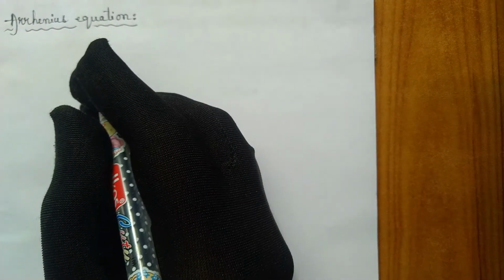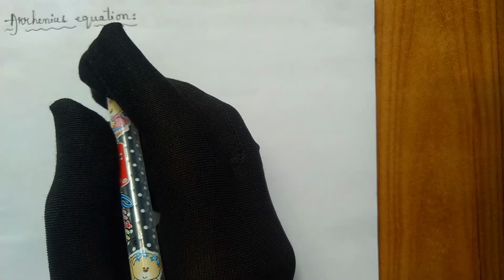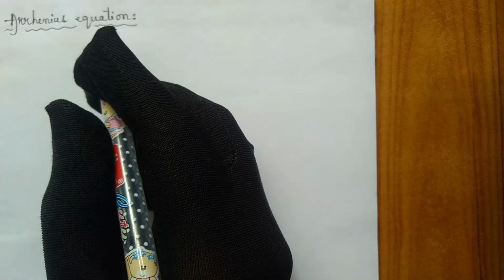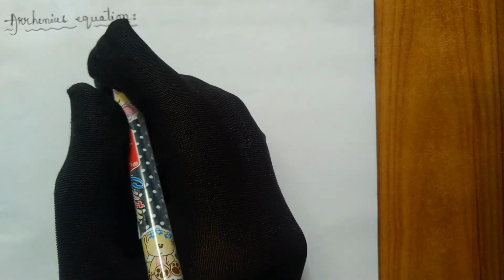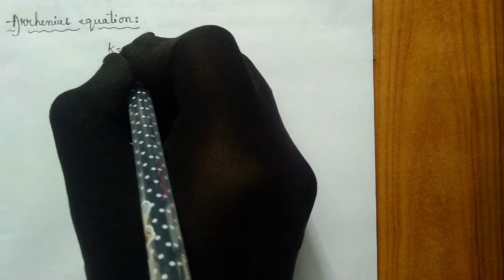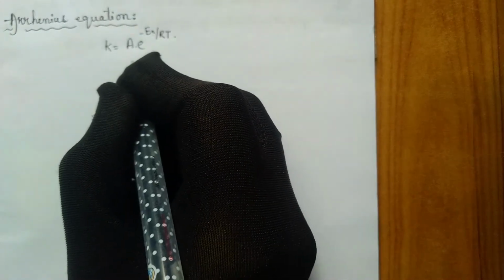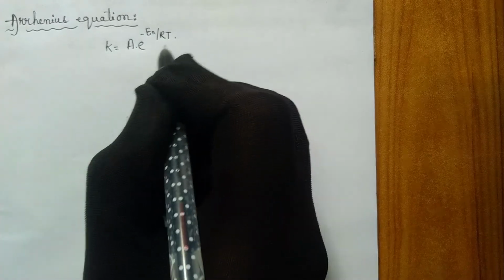In this video we are going to discuss the Arrhenius equation and we'll solve some problems also. That is very important for your JEE and NEET exams. Okay, so let's start. Arrhenius suggested an equation: K is equal to A into e power minus Ea by RT. This is called the Arrhenius equation, and this equation describes the rate constant as a function of temperature.